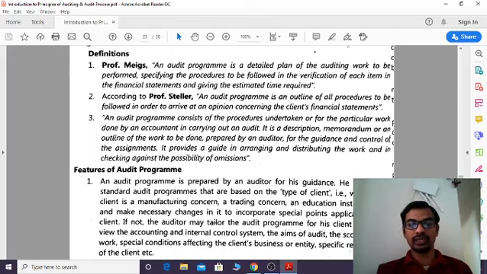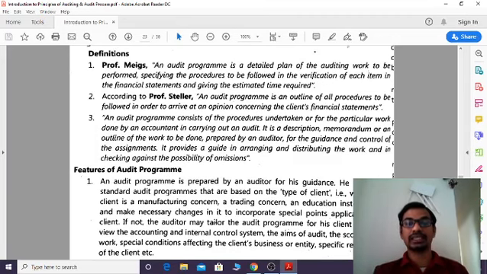So the detailed plan regarding all these is called the audit program. Then the second definition, given by Professor Taylor: according to him, an audit program is an outline of all procedures to be followed in order to arrive at an opinion concerning the client's financial statement. It means the adoption of all the procedures that the auditor has to complete for the verification and examination of all the financial statements of the client's business. The outline, the plan of that, is called the audit program.